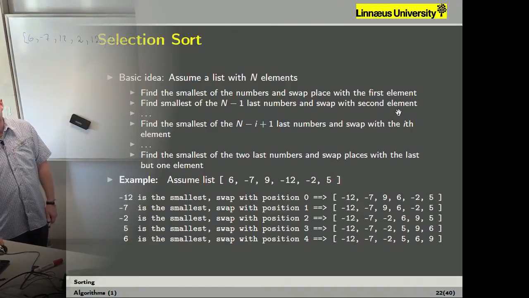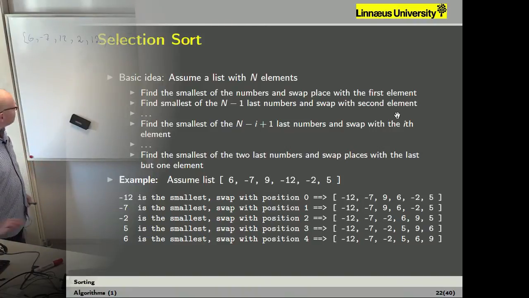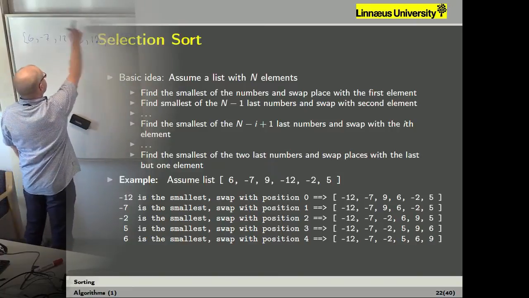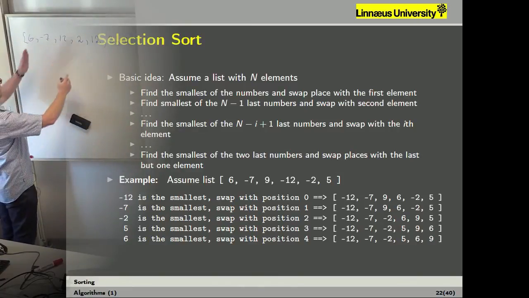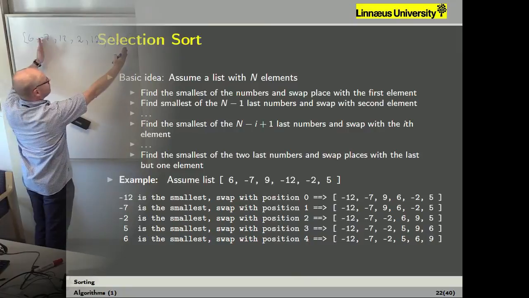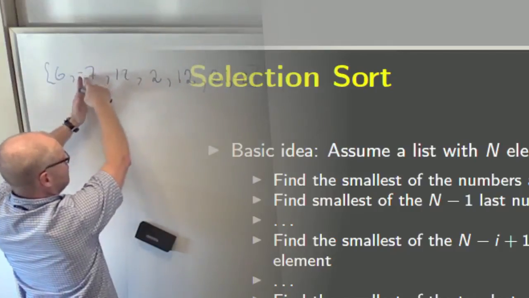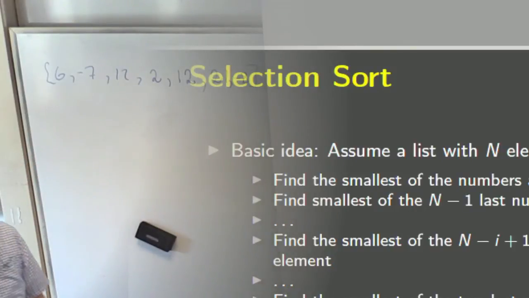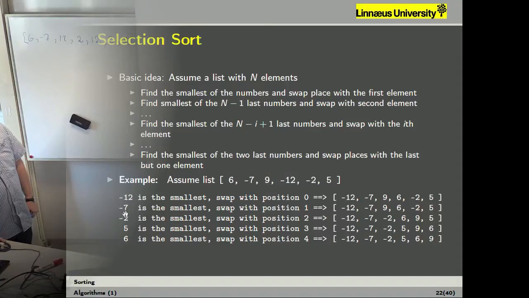Do you start to understand the idea? So find the smallest element, swap place with the first element. Then focus on this one, find the smallest element and swap place with this one, and then I go on like this. This is called selection sort. In this example down here, assume this list, -12 is the smallest, swap with position 0, so then it looks like this.